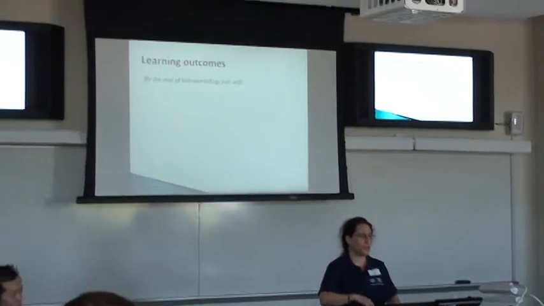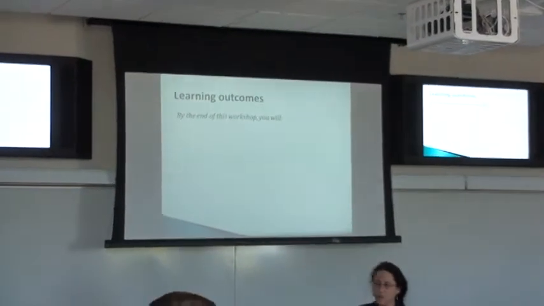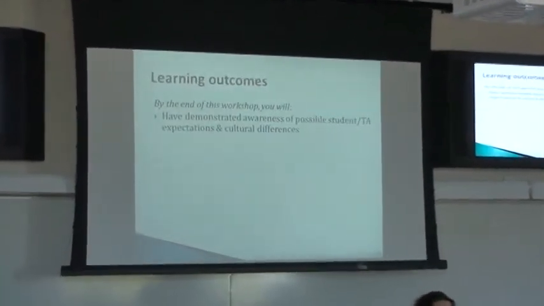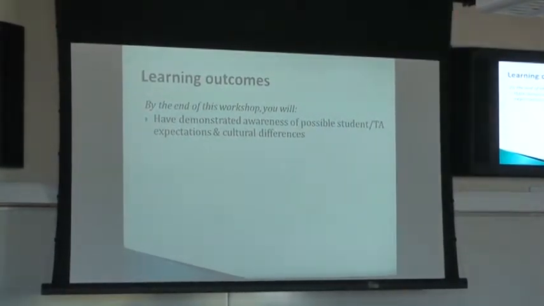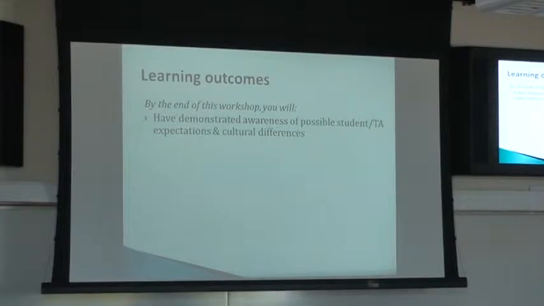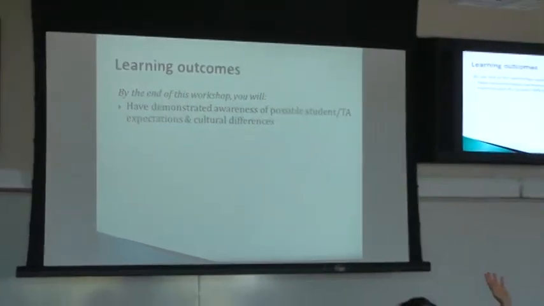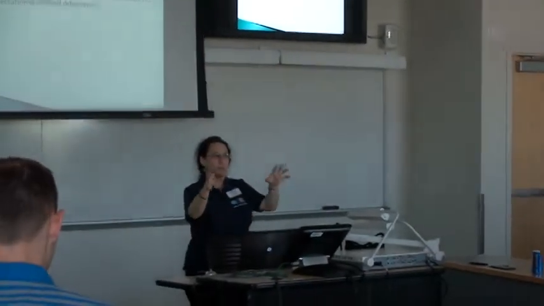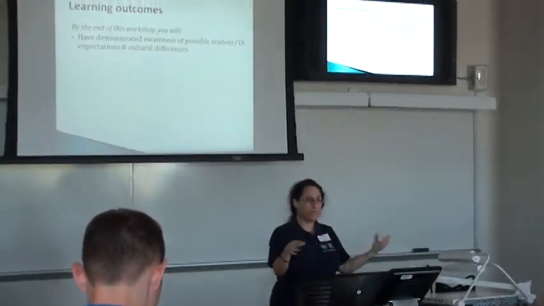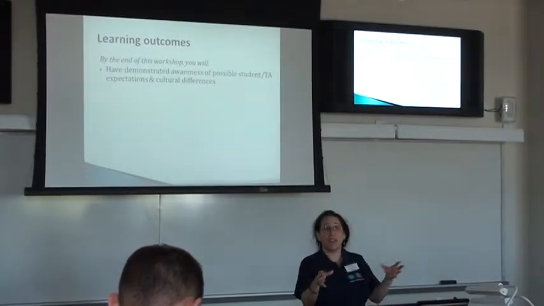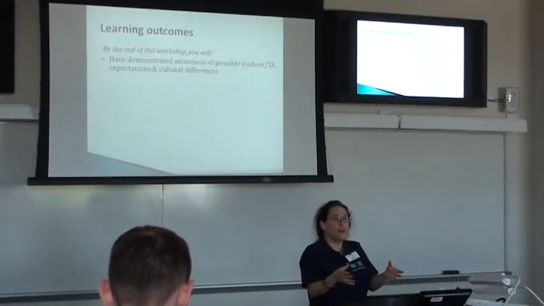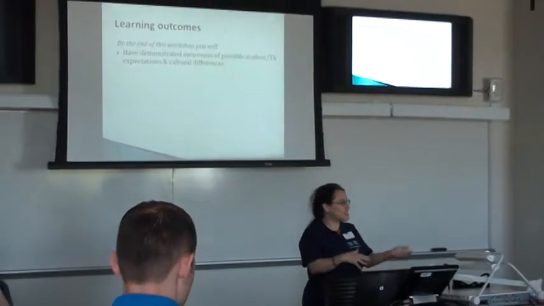Of course, we have student learning outcomes for this one. We have three of them. The first one's divided into two parts. Student learning outcome 1: By the end of this workshop, you will have demonstrated awareness of possible student TA expectations and cultural differences. Who is international? Raise your hand if you're from another country. We're going to make sure that what you expect to happen in the classroom is what normally happens in a U.S. classroom, because it varies from country to country and actually school to school within the U.S. What's considered okay and what's considered not okay.